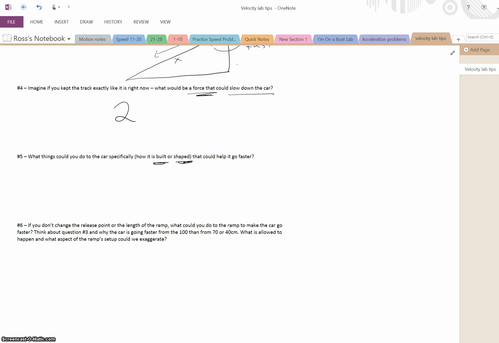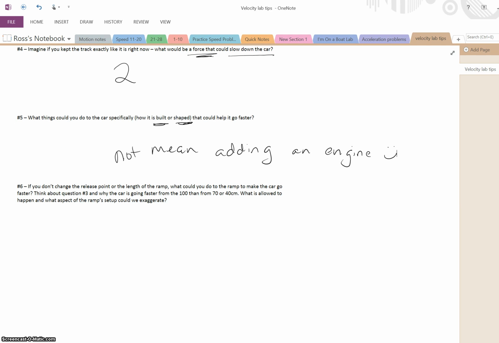Now that obviously does not mean adding an engine. Keeping the cart essentially the same little green cart that we had, what could you do to it to make that cart go faster, right? Obviously we're not talking about turning it into a Ferrari or something.